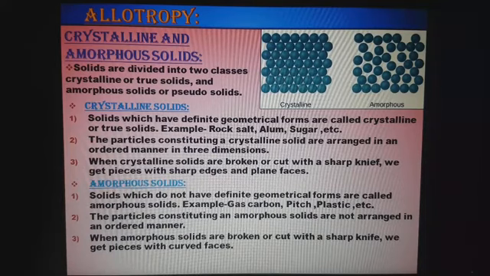Okay, and they do not have any sharp melting point or boiling point. So these are some of the differences, also the properties, of crystalline solids and amorphous solids.